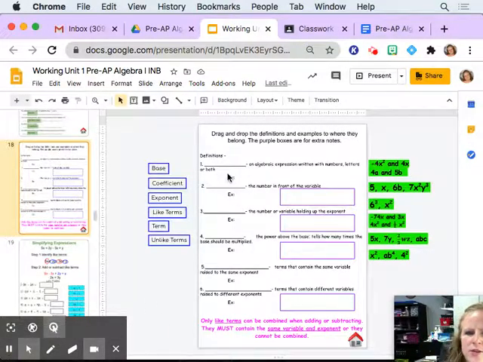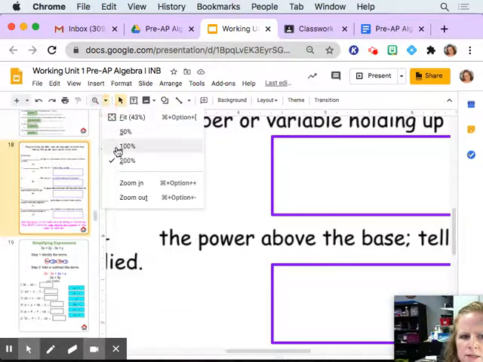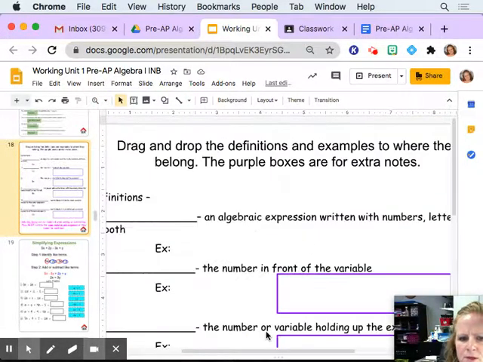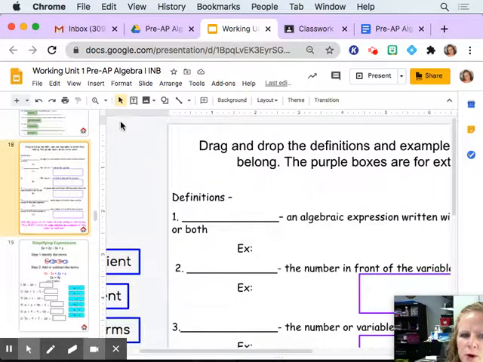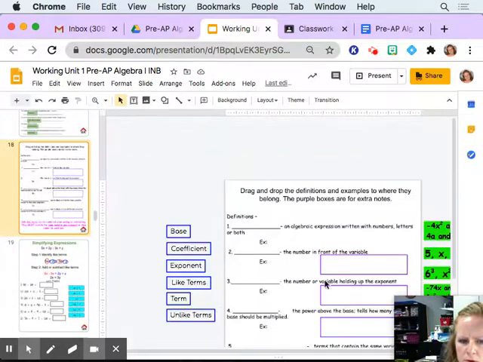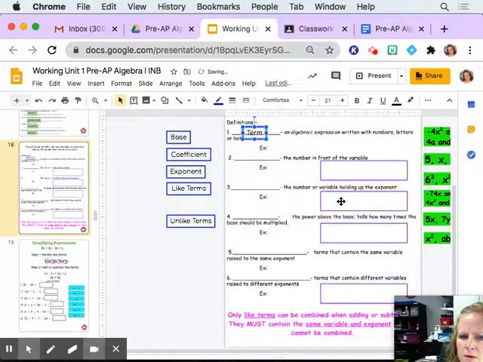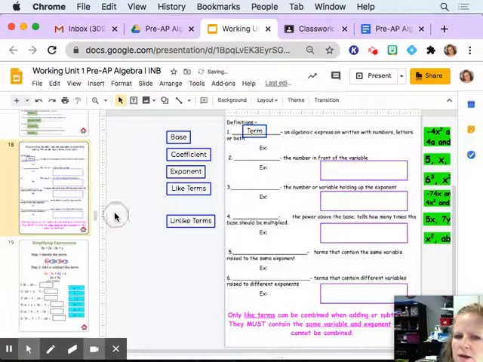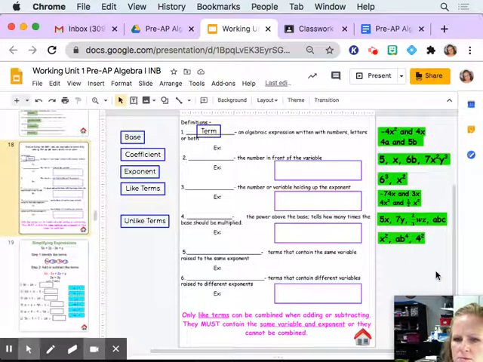Okay, so let's look at these. That's kind of hard to see, huh? An algebraic expression written with numbers, letters, variables, or both. It's a what? It's just a term. Good. And so an example would be, what are some terms?